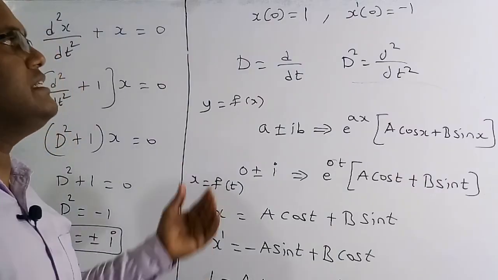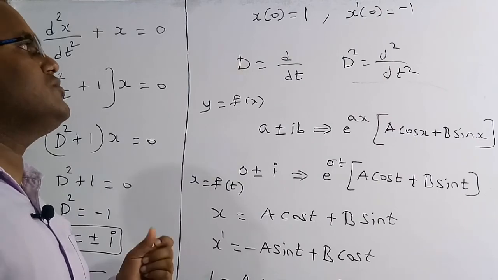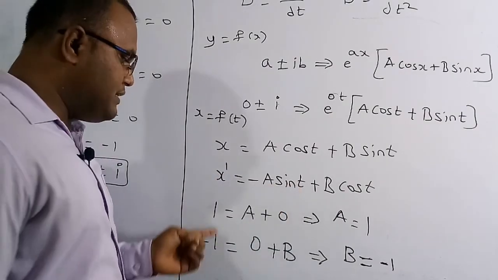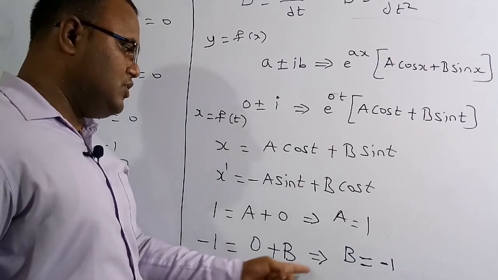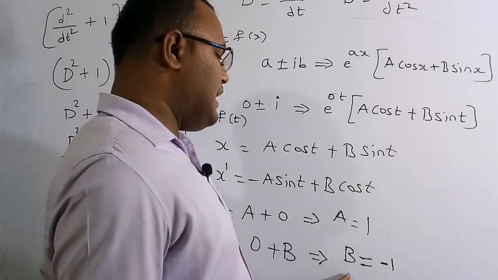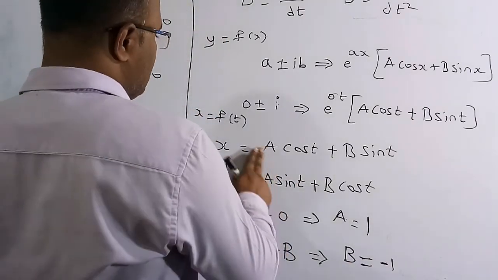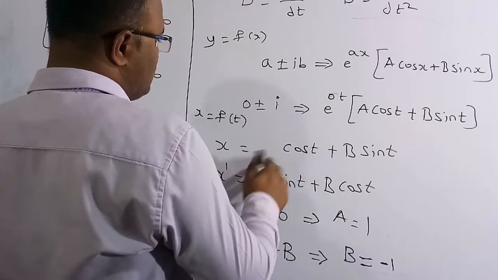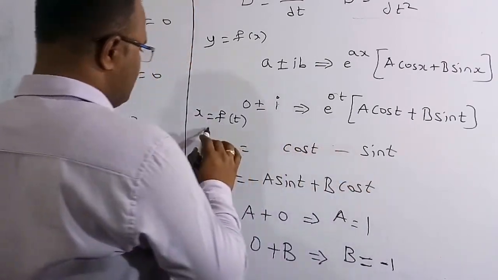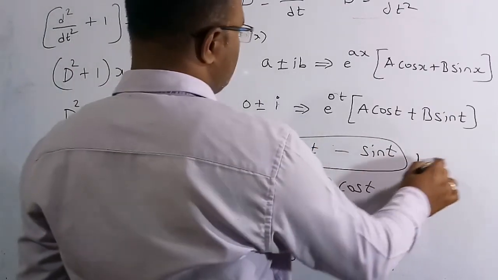Now substitute the second initial condition, x dash of 0 is equal to -1. So t is equal to 0 and x dash is equal to -1. Substituting, we get -1 is equal to 0 plus b, so b is equal to -1. Finally we got a is equal to 1 and b is equal to -1. Substituting these into the equation, this is the solution of the differential equation, cos t minus sin t. This is the correct solution of this question.